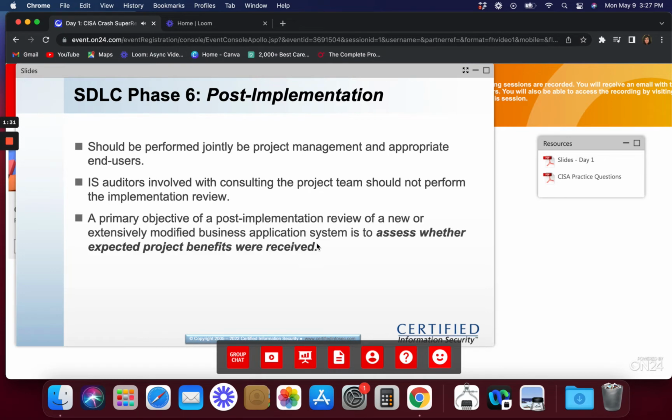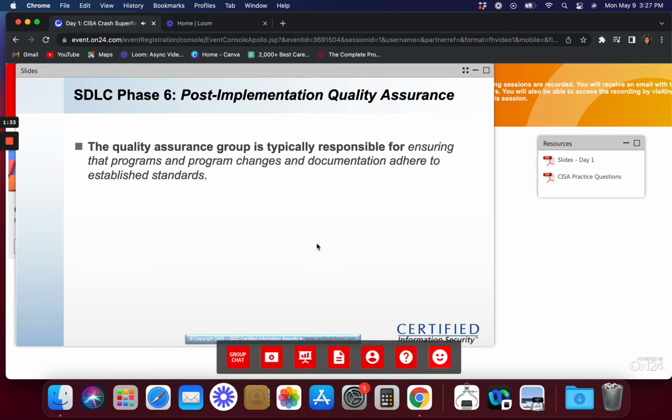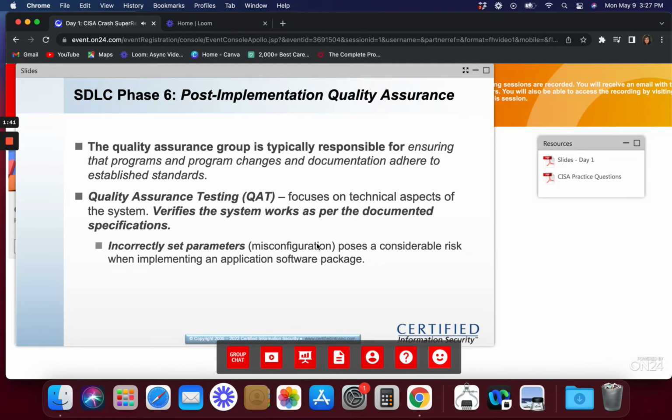Again, quality assurance group, responsible for making sure the programs and program changes adhere to established standards and policies that we have internally. Quality assurance testing, that's QAT, is not going back to the functional testing that we had with UAT, user acceptance testing. Quality assurance testing is saying, hey, look, if it was supposed to be built using .NET, did it use .NET? We're making sure that the systems or applications followed the actual technical specifications that we had laid out to begin with, not necessarily functional specifications. That was UAT and FAT.